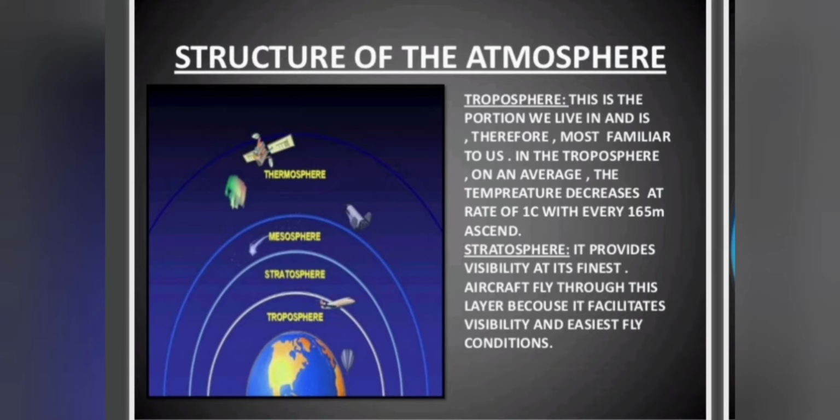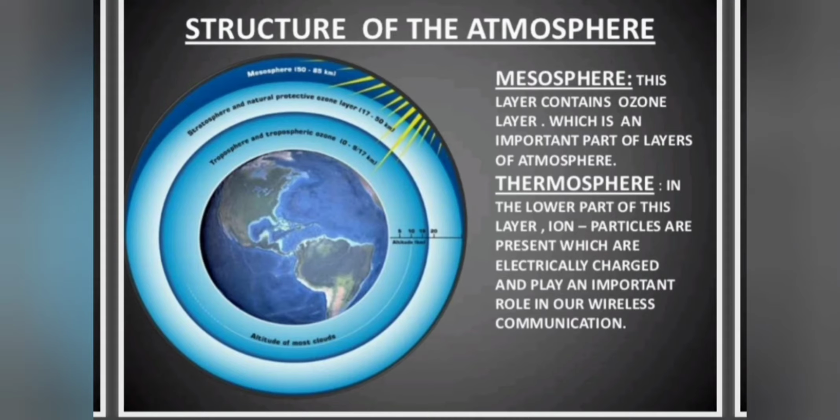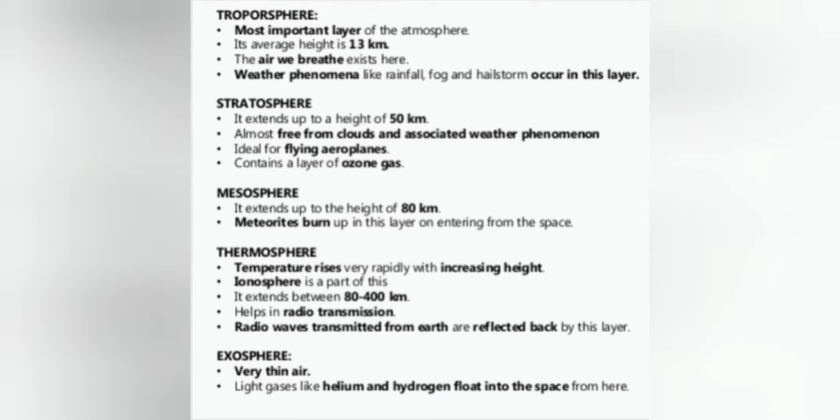Now let us discuss the structure of the atmosphere. Our knowledge about the atmosphere is based on information received through radars and satellites. The atmosphere has a layered structure. Its total extent can be roughly divided into 5 concentric layers: troposphere, stratosphere, mesosphere, thermosphere, and exosphere.